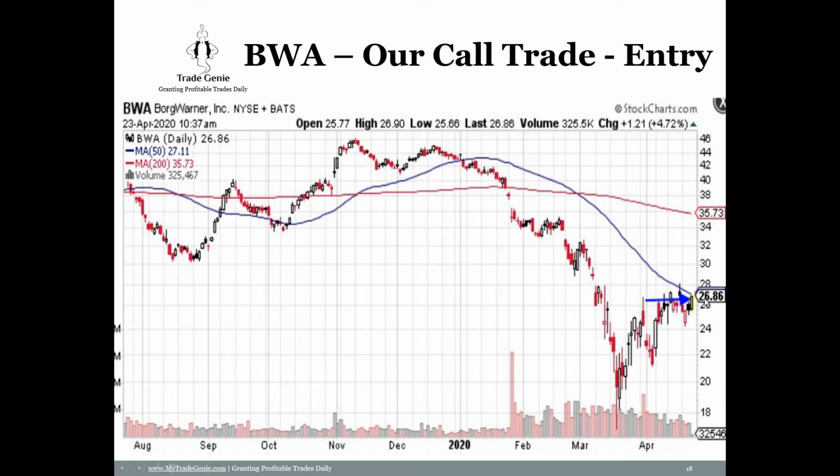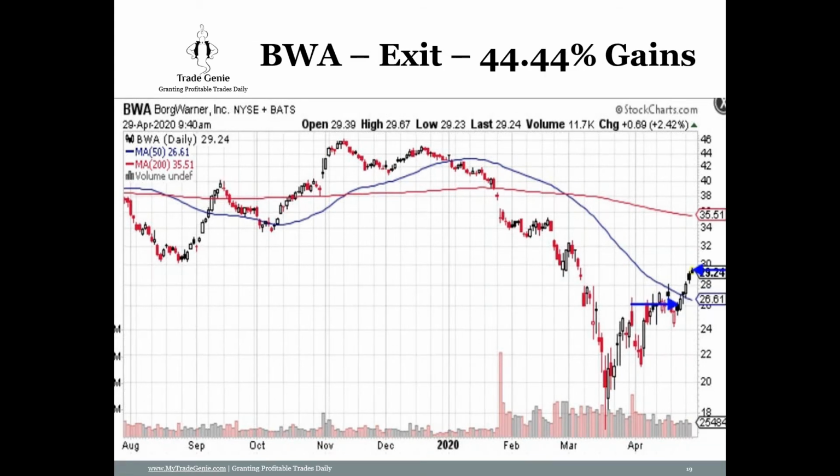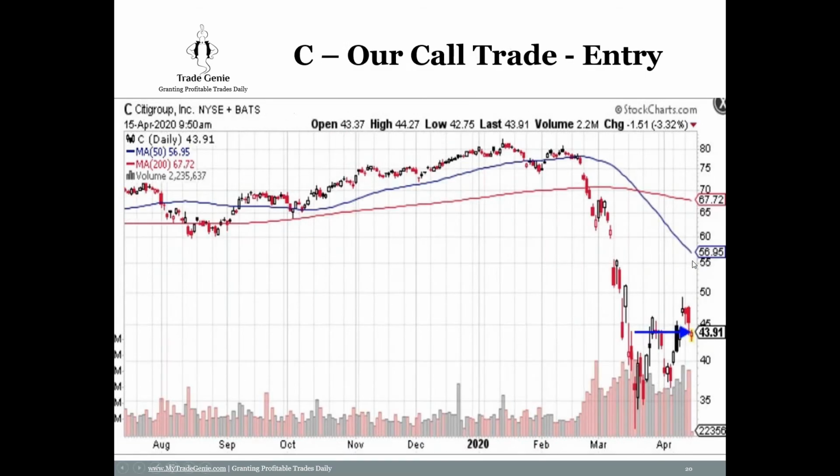So what are the chances for BWA that it will come down or go up? Here's the support, clear support at 24. So I spotted it at 26.86. It looks like it's going to conquer the moving average, and boom, you see that? So what's the gain? 44.44. So 44.44. Magic happens at Trade Genie. Look at that. Here's another one.